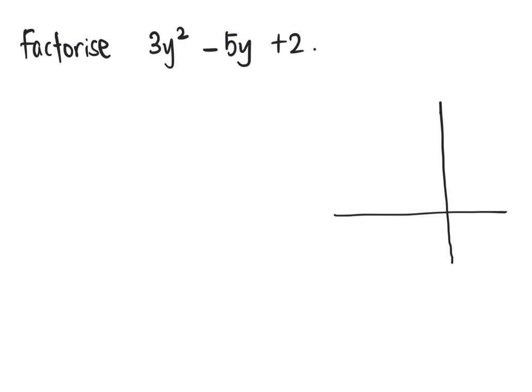Hello everyone, welcome to this video where we are required to factorize 3y squared minus 5y plus 2. I am going to use what I call the cross chart to help me. Do take note how I position the terms in this expression. Alright, so you will see me writing 3y squared and positive 2 at this part of the cross chart, and my negative 5y at the other side of the cross chart.